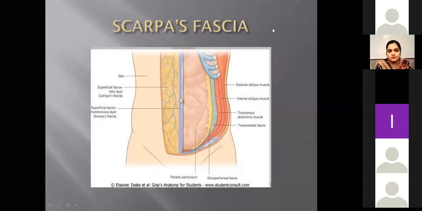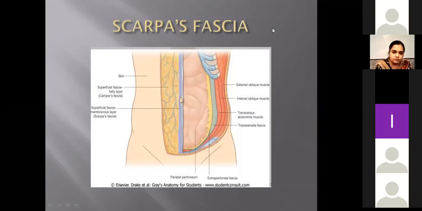First we have the skin, then we have the superficial fascia. The superficial fascia is simply the continuation of the Scarpa's fascia of the anterior abdominal wall. What is this Scarpa's fascia? This Scarpa's fascia is simply the superficial fascia of the anterior abdominal wall, the second layer of the superficial fascia of the anterior abdominal wall. Getting my point?